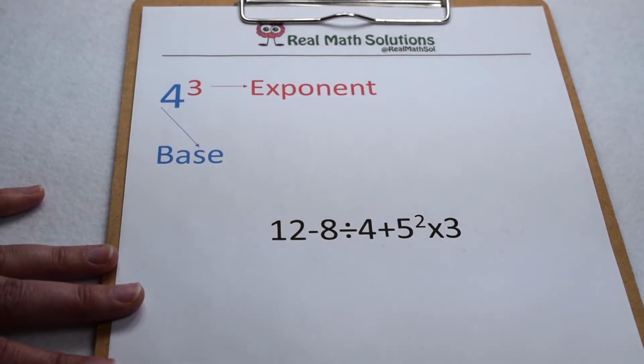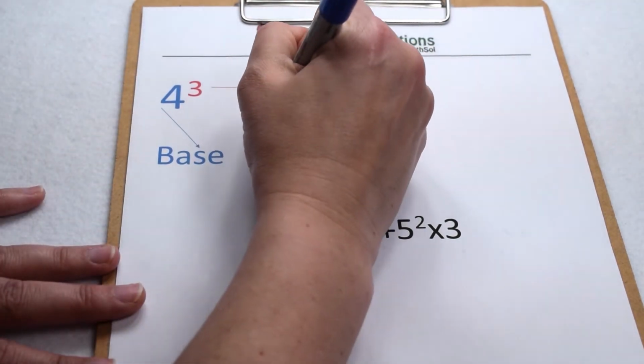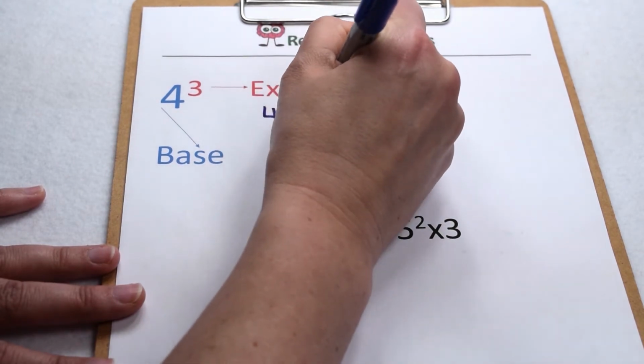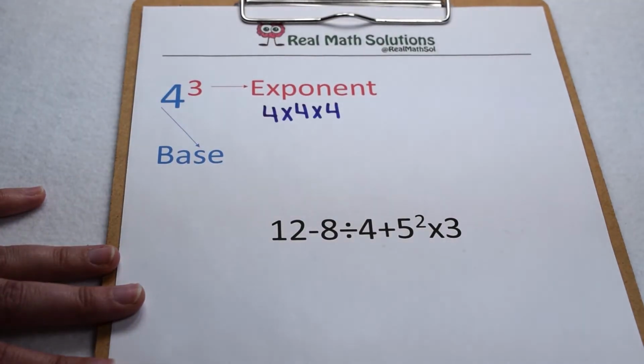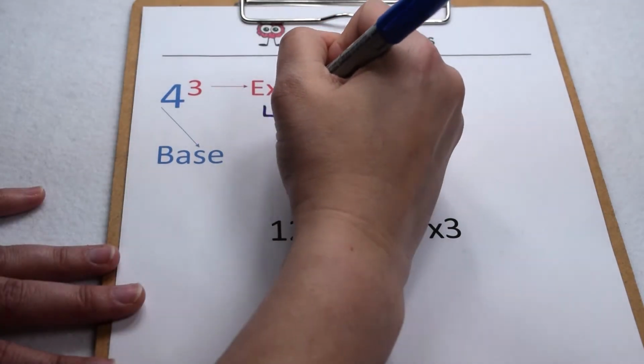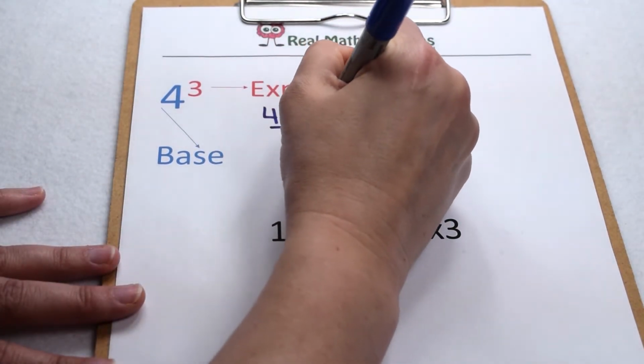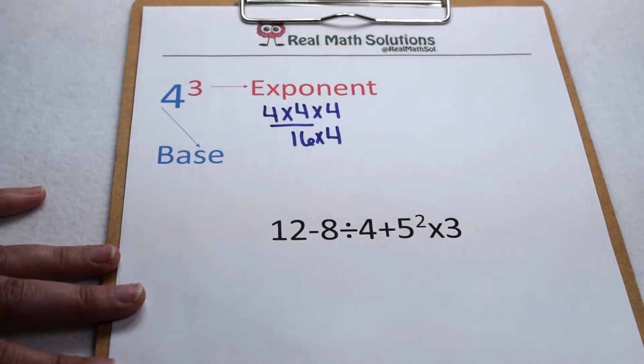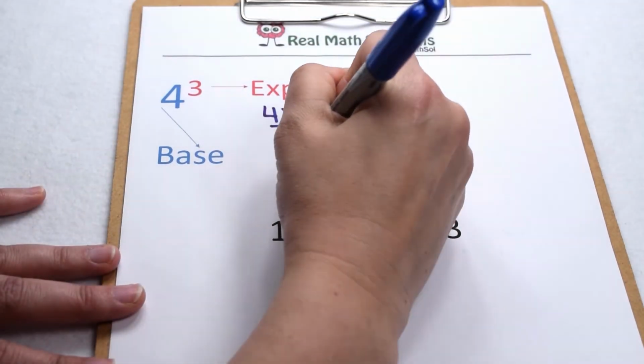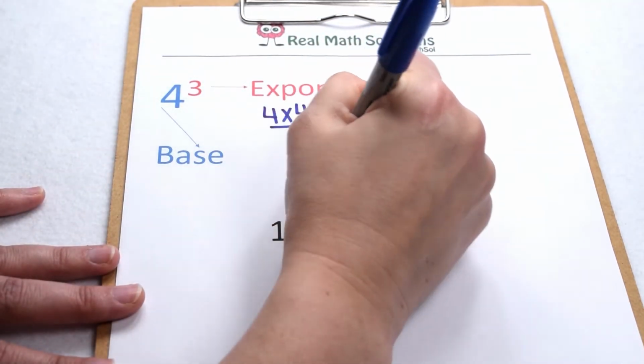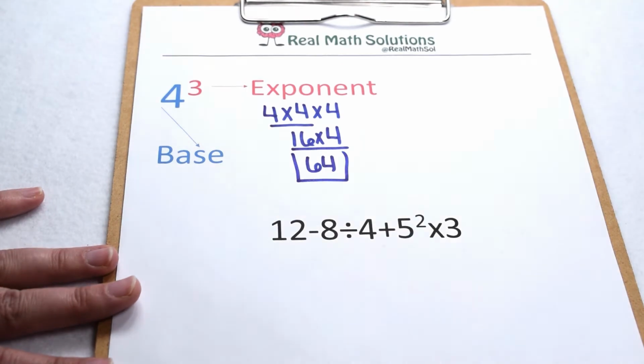So 4 to the third power means I would multiply 4 times 4 times 4. So I would multiply 3 fours. Well, if I want to evaluate that, 4 times 4 would give me 16, and then I would evaluate 16 times 4. 16 times 4 gives us 64, so the value of 4 to the third power would be 64.